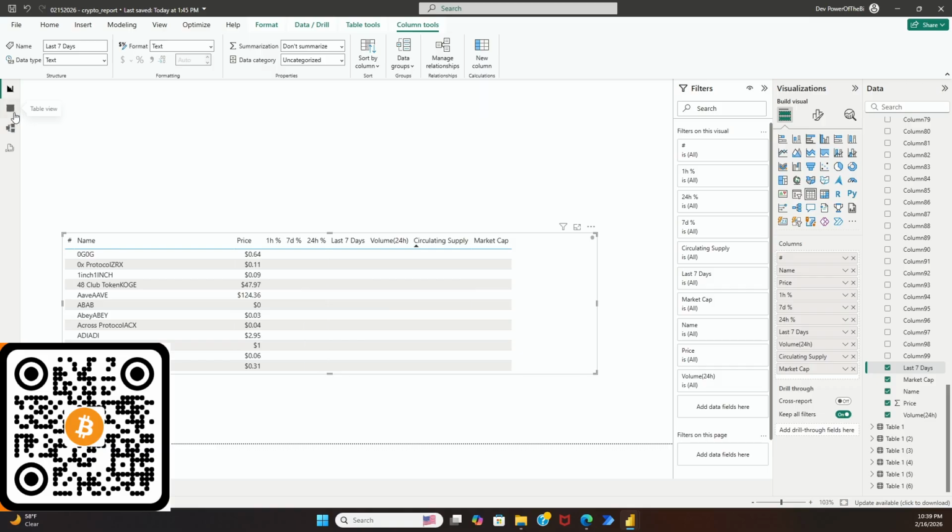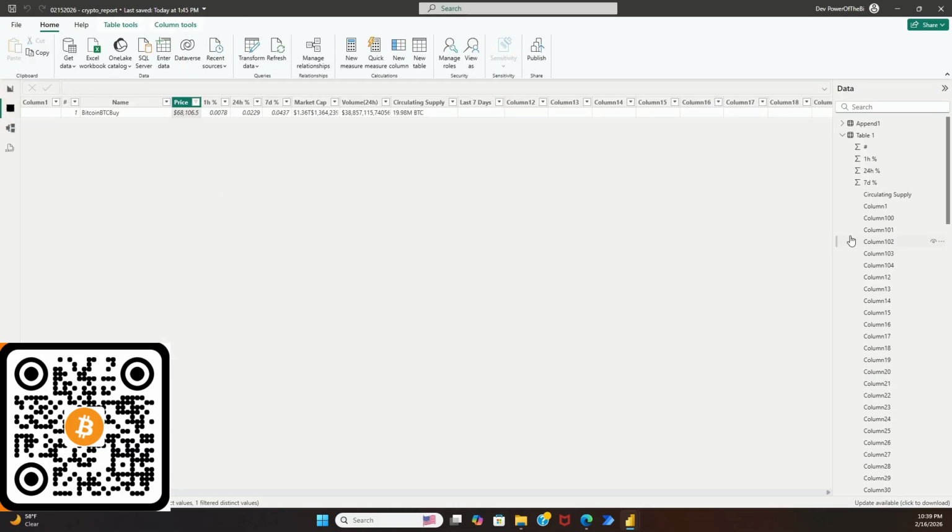But let's go over to the data view and see if that data actually did come in. 1 hour percentage, it looks like that did come in. So we've got to figure out where that information is. A whole lot of it didn't come in, but that's okay. We've got enough information to work with. We've got the coin name, the currency name, and the price.